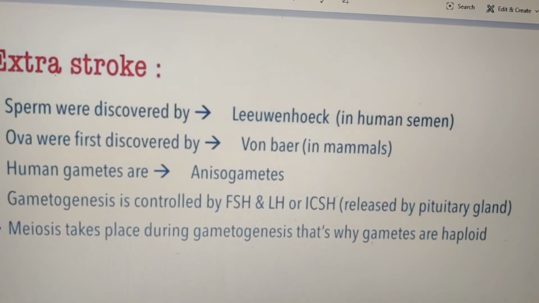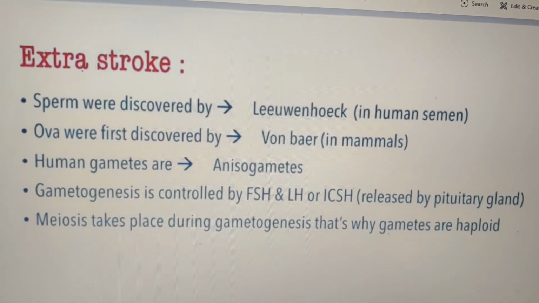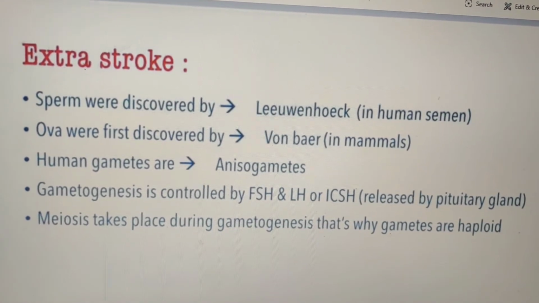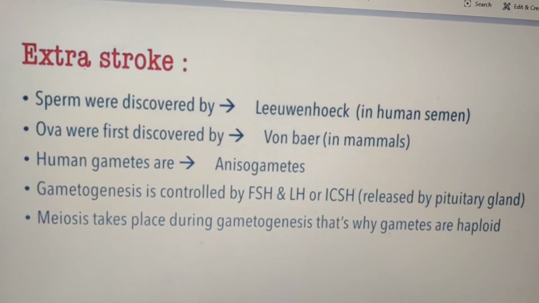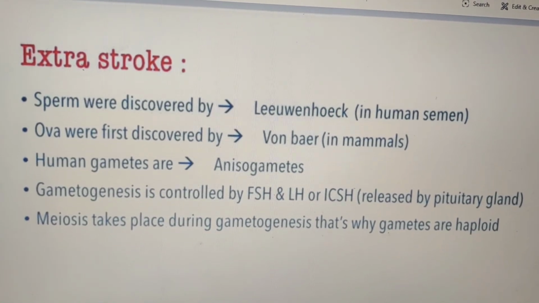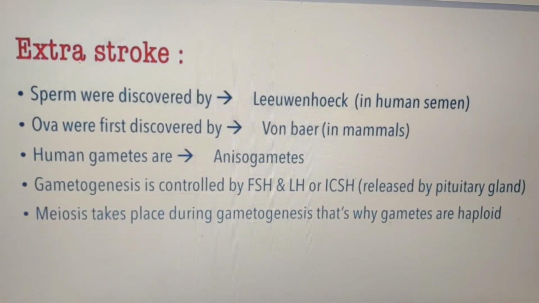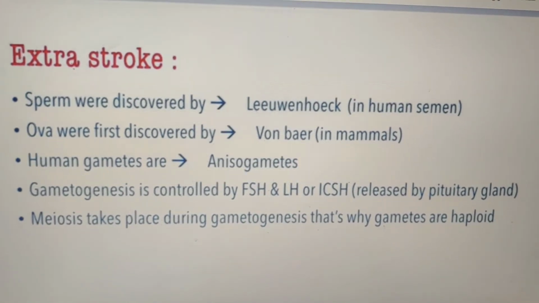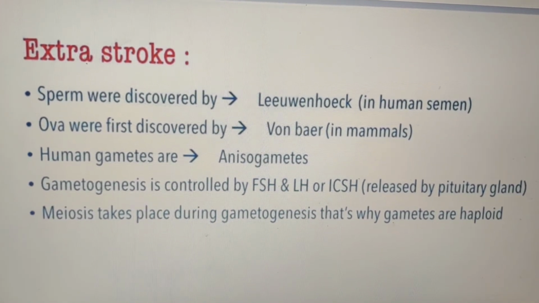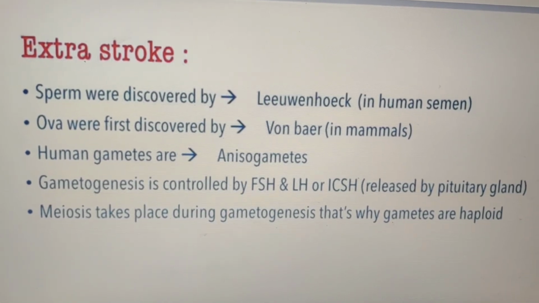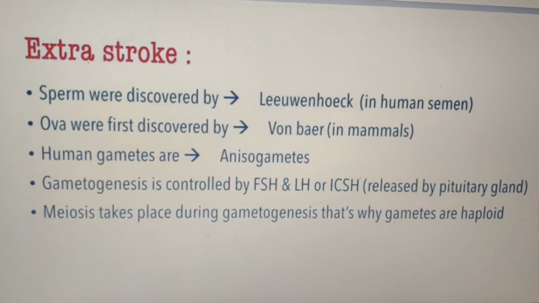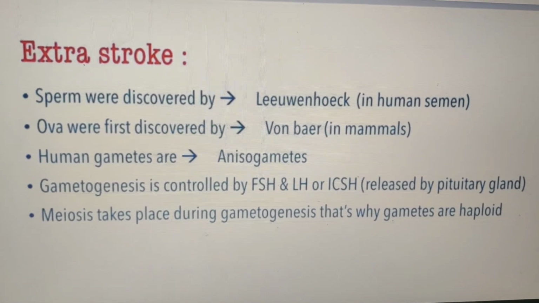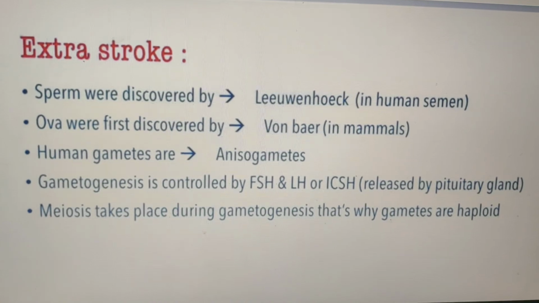So today we have discussed the structure of the male reproductive unit, the structure of testis, the structure of seminiferous tubules, what is present inside the seminiferous tubules, the function of all the parts, the glands associated with this male reproductive unit, the function of all the glands, and some extra points. In the next class, we will start with the female reproductive unit, and after that we will cover gametogenesis. Thank you.